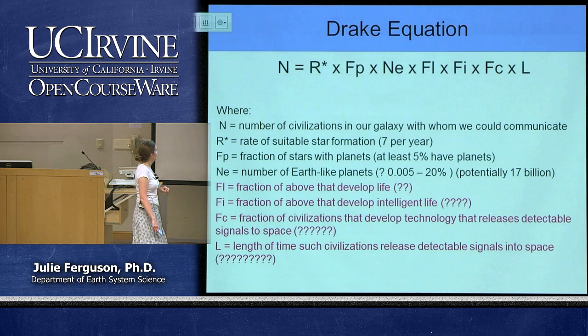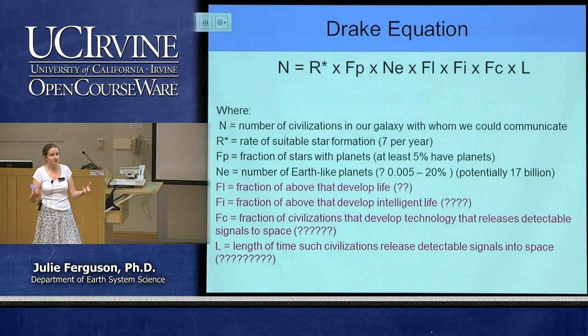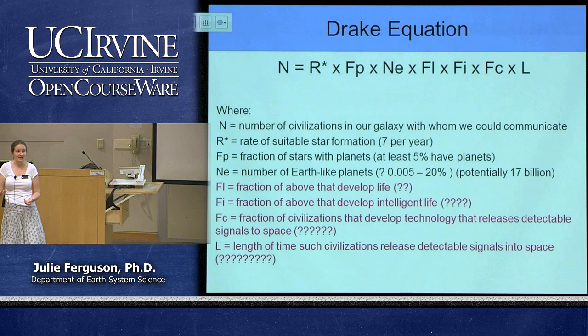Then what fraction of those stars actually have planets? Terrestrial planets where we could develop life? At least 5%. This is what we're starting to find out. That number could increase potentially. The number of Earth-like planets.